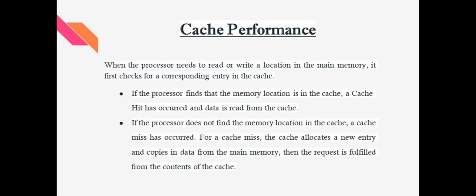My name is Mayank Ahuja and I am roll number 20 of Division A. The topics which I will be explaining are cache performance, hit ratio, and cache mapping.